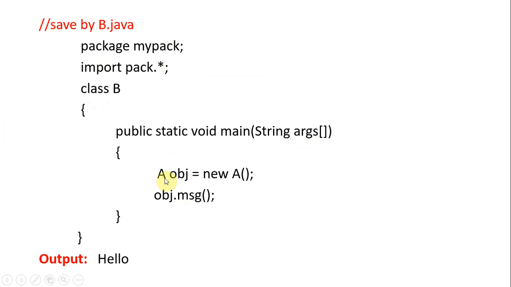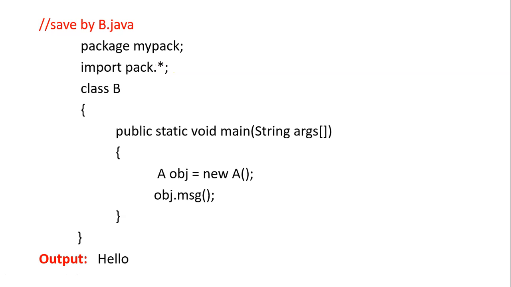So I am creating an object for A. How is it possible? I am in class B, I am not extending any class here, but I am trying to create an object for the A class. This is the way it becomes possible: pack.star, and star means everything. In databases also you know what star means: select star from a particular table. What does it mean? Star means everything.